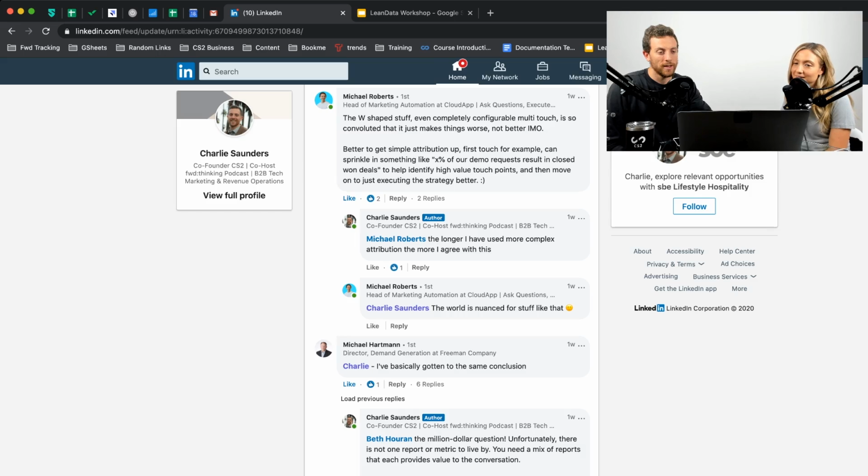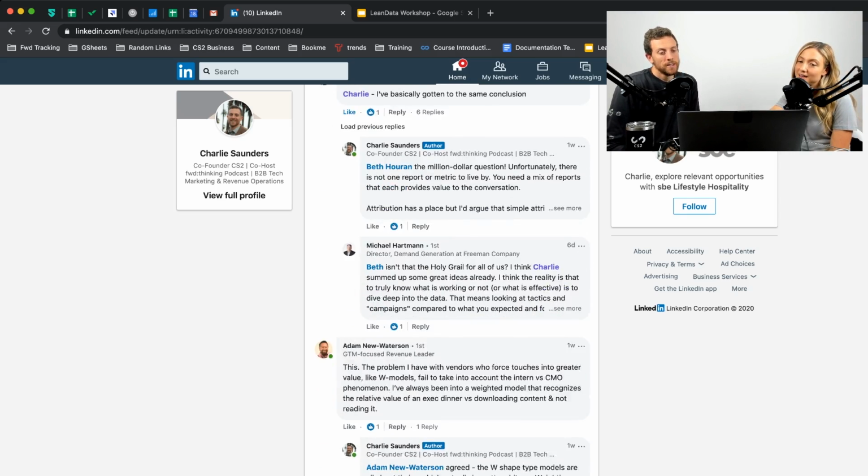Yeah, this is kind of what we're saying, right? The W-shaped stuff, even completely configurable multi-touch, is so convoluted that it just makes things worse, not better, in my opinion. Better to get simple attribution up, first touch, for example, and just help identify high-value touch points. Yeah, definitely don't skip that and go into full multi-touch, right? If you haven't got that down yet, just simple first touch, maybe start there. A lot of people jump over the simple stuff and go to the extra complicated stuff, and you have to be ready. Totally.